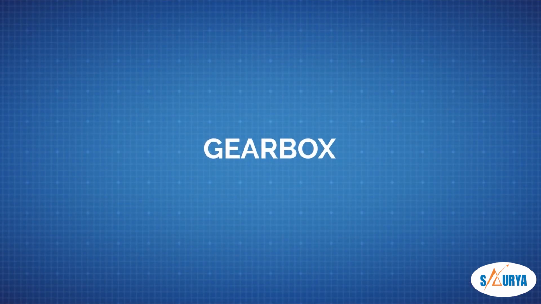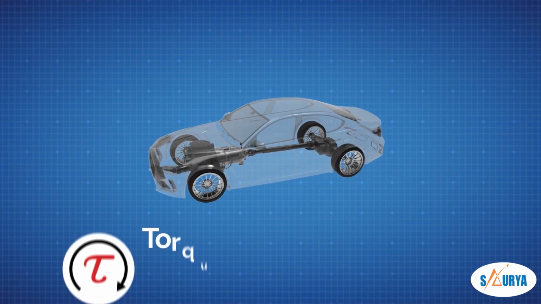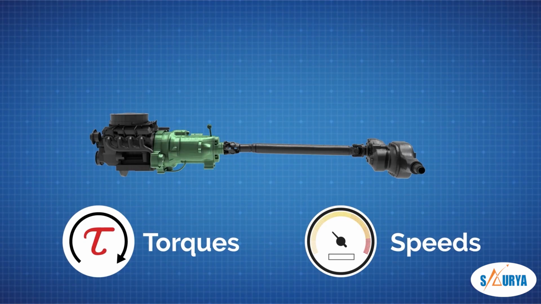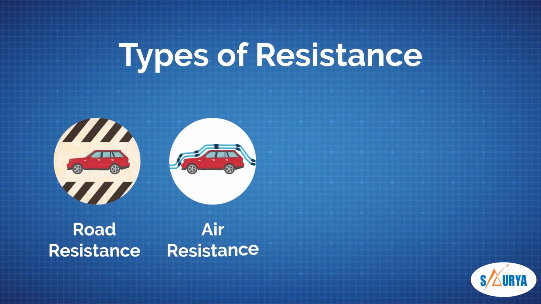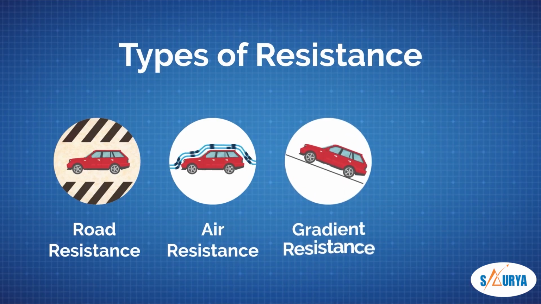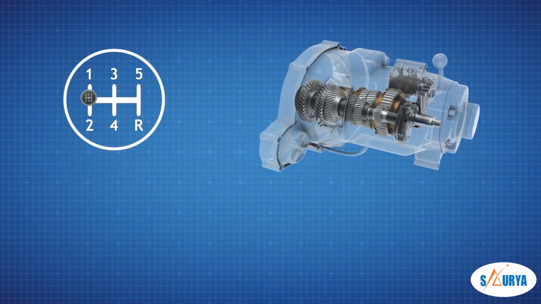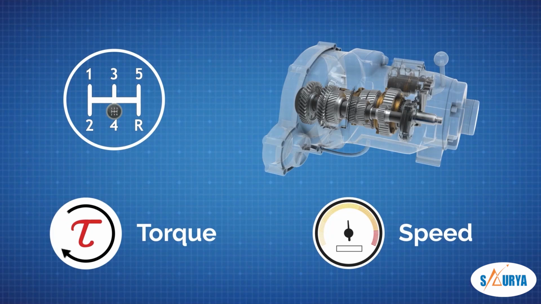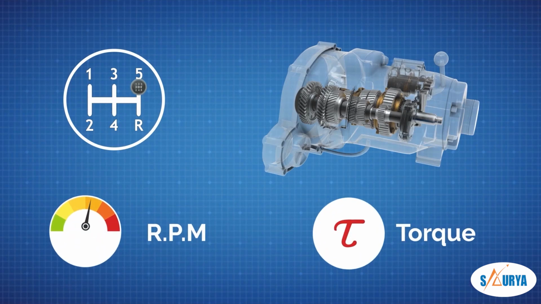Gearbox, manual transmission. A gearbox is used to get different torques and speeds which are required to overcome the following resistances: road resistance, air resistance, gradient resistance, and load on vehicle. By engaging different gears, engine torque is increased while speed is decreased. In the top gear, the RPM and torque of the engine and gearbox remain the same.